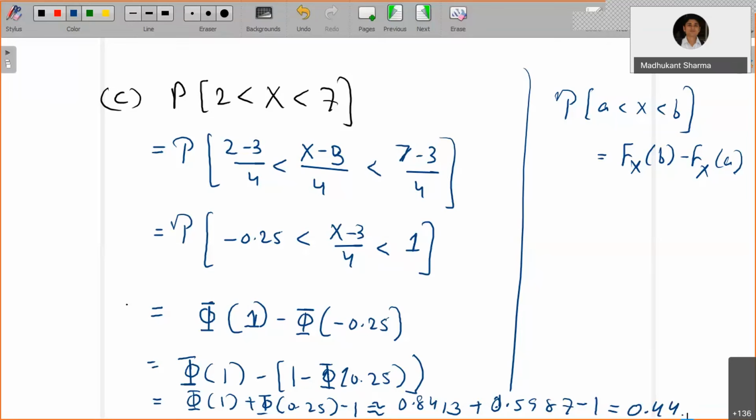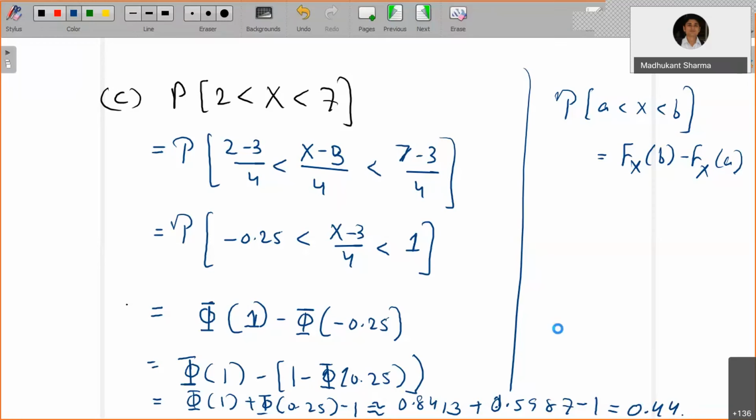Right, so this is how you will use the standard normal table to evaluate these probabilities. Okay, right. So now let's take one more example.